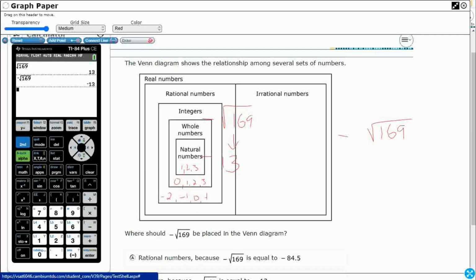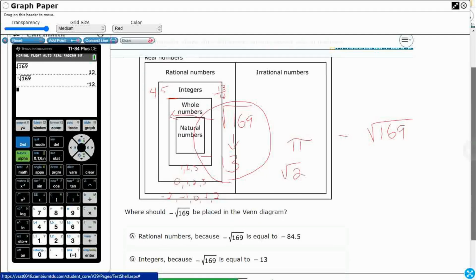Right, and that's where that's going to go. This negative 13, this negative square root of 169, is going to live within the integers right there. Rational numbers, you see that word ratio, right? And so that is going to include decimals, like 4.5. It's going to include improper fractions, things like that. And then your real numbers and irrational numbers, this would be like pi, this would be square root of 2.